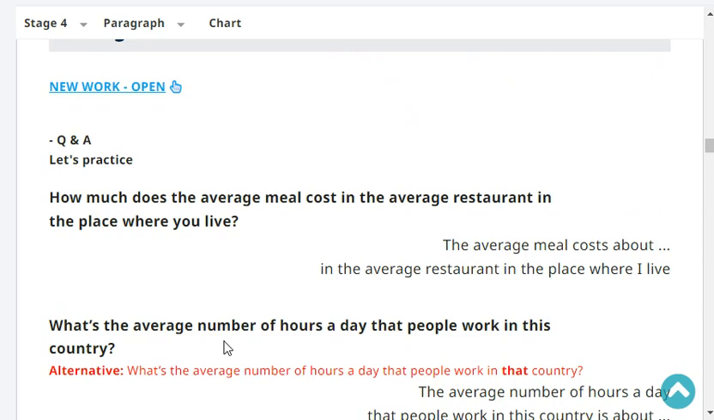How much does the average meal cost in the average restaurant in the place where you live? The average meal costs about 1,500 yen in the average restaurant in the place where I live. Very good.